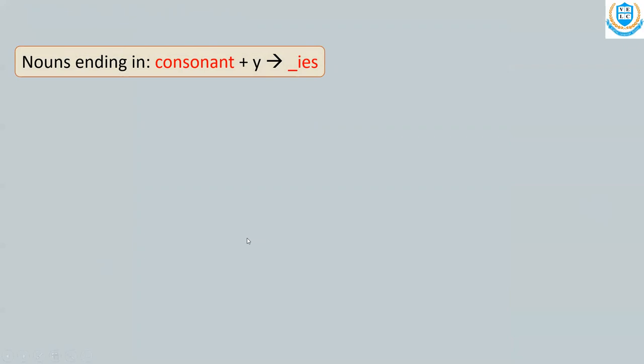So here, nouns ending in a consonant plus y. When a noun ends in a consonant plus y, we use ies. Consonants are all the letters except the vowels A E I O U. So let's see the example.